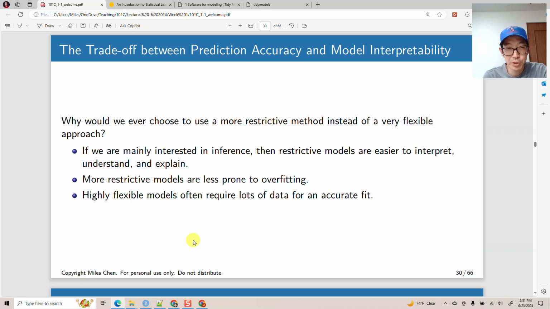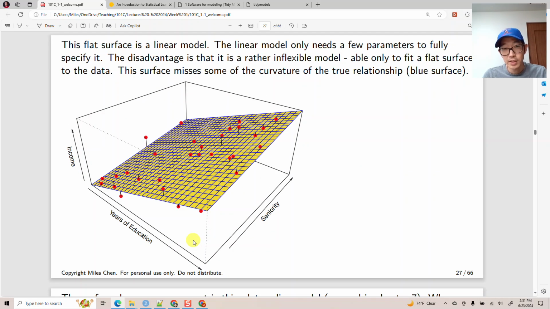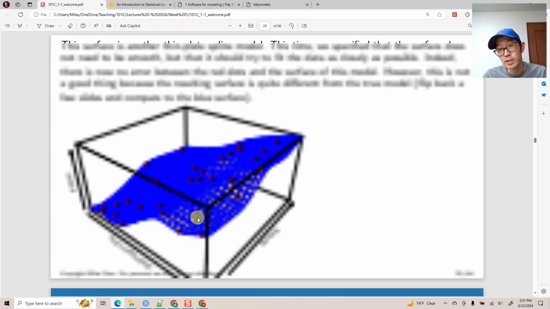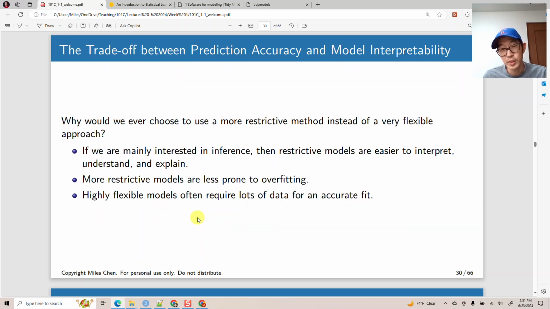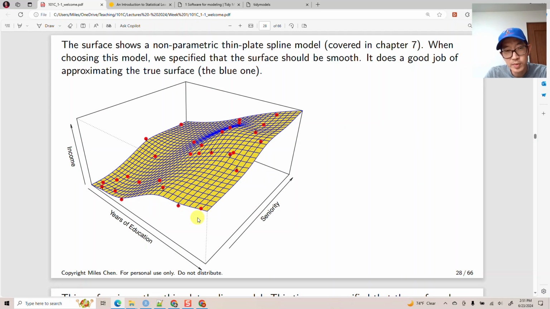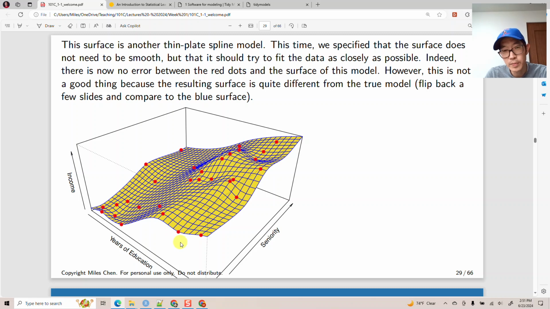More restrictive models are also going to not overfit your data, basically. So if you look back to this linear model here, this is not going to overfit your data. You actually have the opposite problem, right? And if you have a highly flexible model, something like this, then to get a truly accurate fit, we would need lots and lots of data.